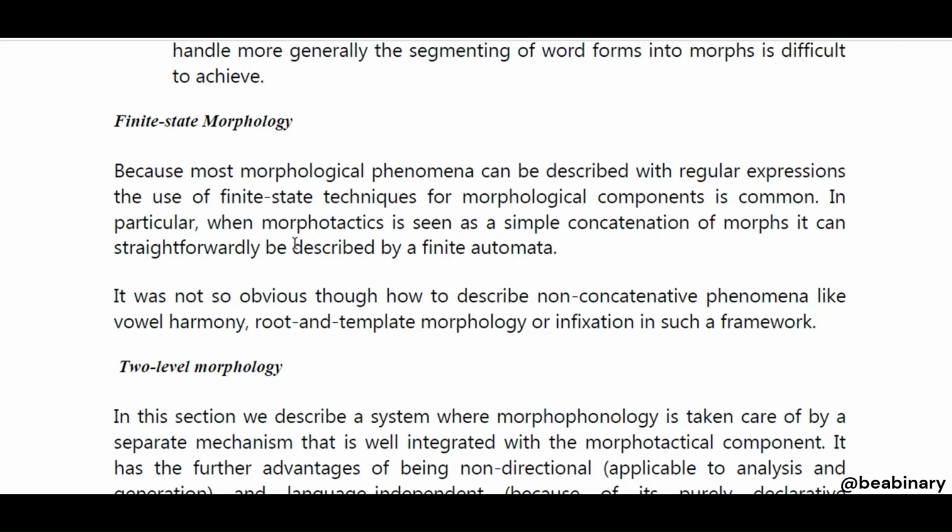So when morphotactics is seen in a simple concatenation of morphemes, it can straightforwardly be described in finite automata.